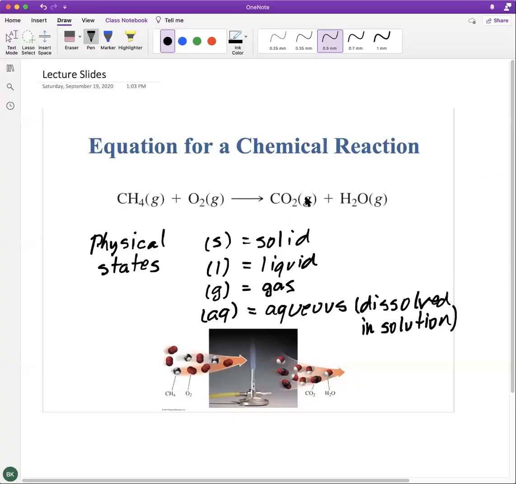Sometimes you may also see things put above the yield sign. For example, if I put a little delta, that equals heat. In other words, if I combine these together and they form heat, or I have to heat them, we put a little delta symbol over the yield sign. Occasionally there are other things that we'll come across, and we'll define those as we go. Sometimes we put things over the yield sign to indicate we've done something during the reaction, maybe to help it along.